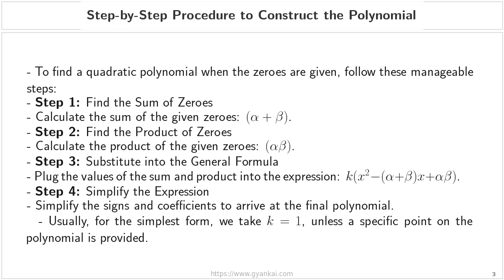Now, a quick tip. Unless the problem provides a specific point that the polynomial must pass through, we usually choose k to be equal to 1 to keep the polynomial in its simplest form. In the next few slides, we are going to walk through some concrete examples to see this exact process in action.